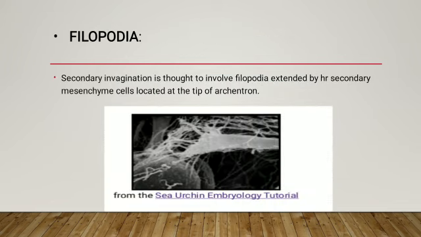Then what is filopodia? Secondary invagination is thought to involve filopodia extended by the secondary mesenchyme cells located at the tip of the archenteron. The onset of the secondary invagination correlates with the appearance of long, thin filopodia extended by the secondary mesenchyme cells at the tip of the archenteron.